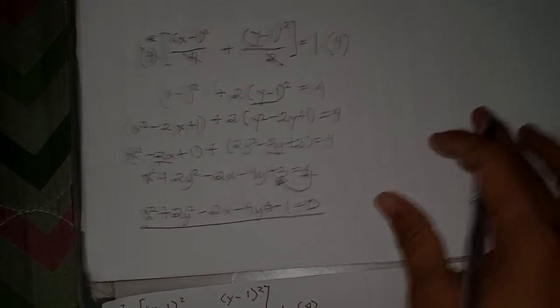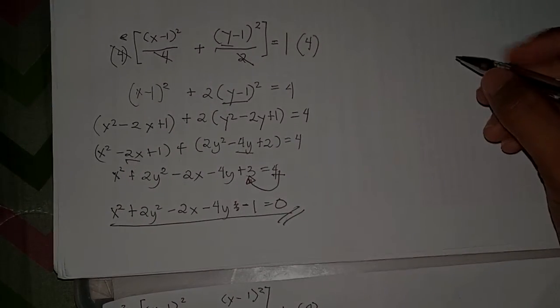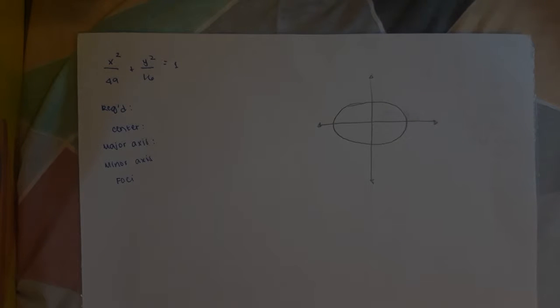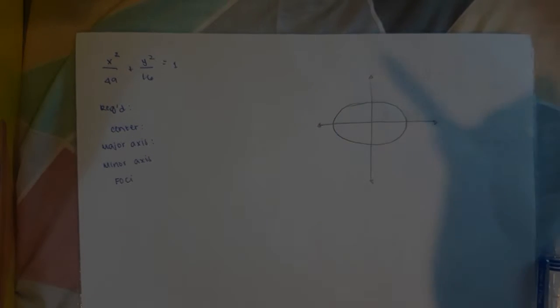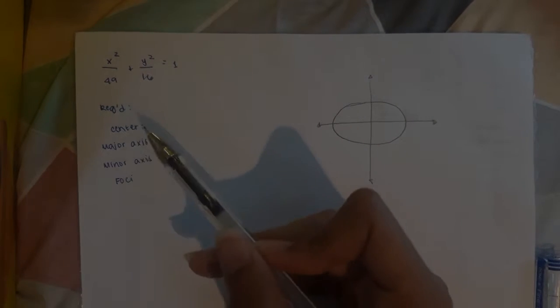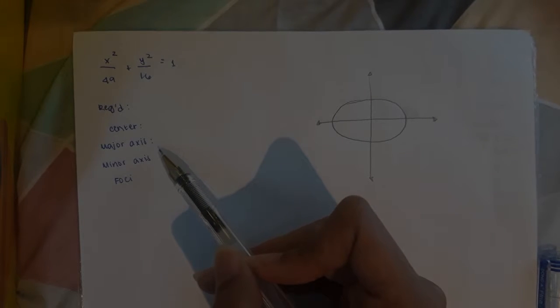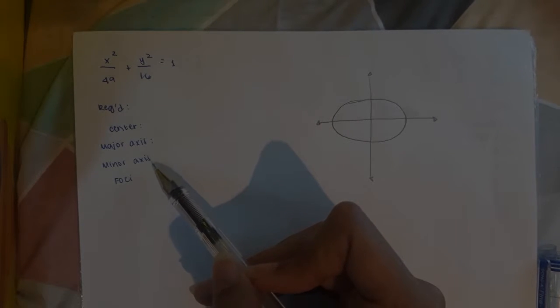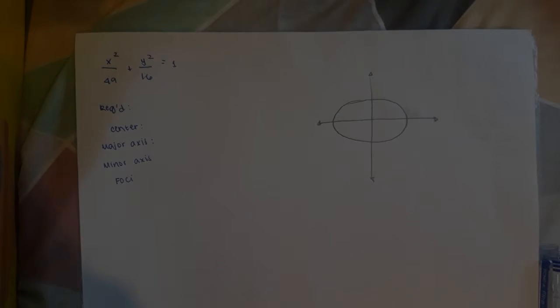This is the standard form, general form. So for the next problem, we are given this equation. This is an equation of an ellipse in standard form. We are asked to find the coordinates of the center, the length of the major axis, the length of the minor axis, and the coordinates of the foci.